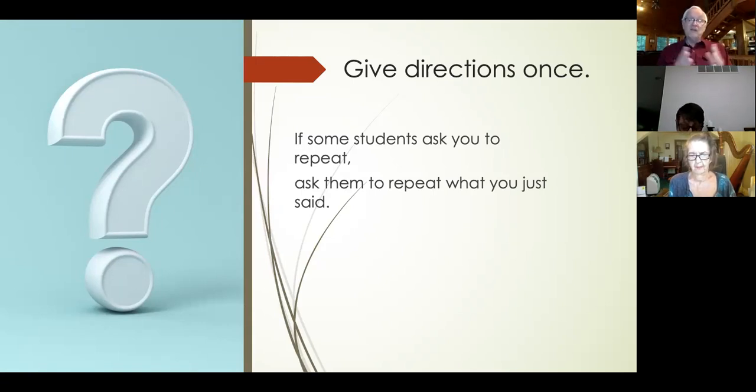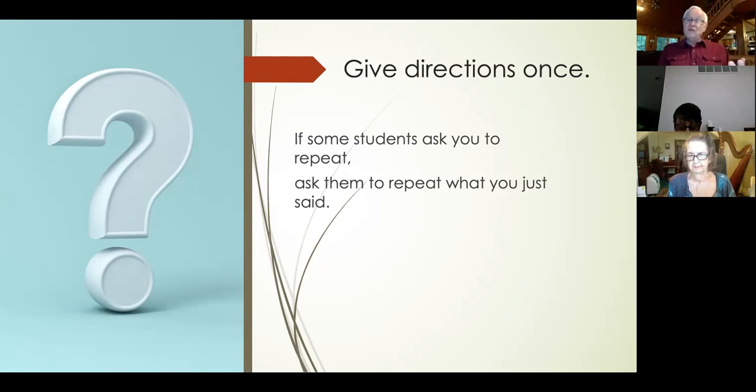So there are a number of things you can do. One is after you say the sentence, you can say, okay, Samantha, what did I just say? Repeat. Or Bill, what did I just say? Or Elon, okay, what was the instruction? And they'll be able to do it.